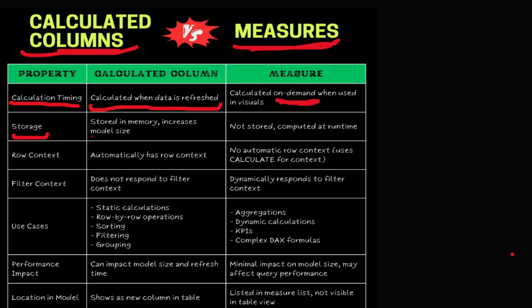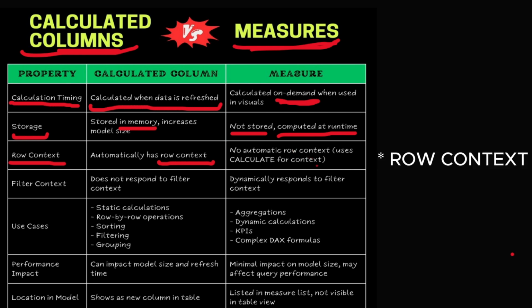Next one is storage. The calculated column is stored in memory and it increases the model size, whereas a measure is not stored and it is computed at runtime. The calculated column automatically has row context because when we create a calculated column, the calculations are performed row by row, whereas a measure doesn't have automatic context and it generally uses CALCULATE for context.